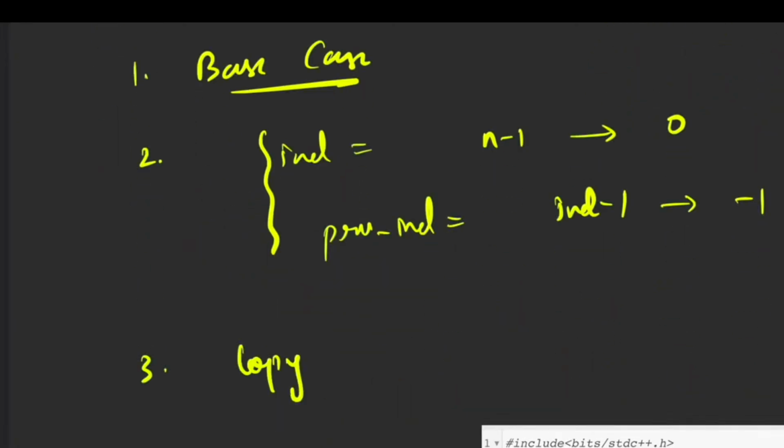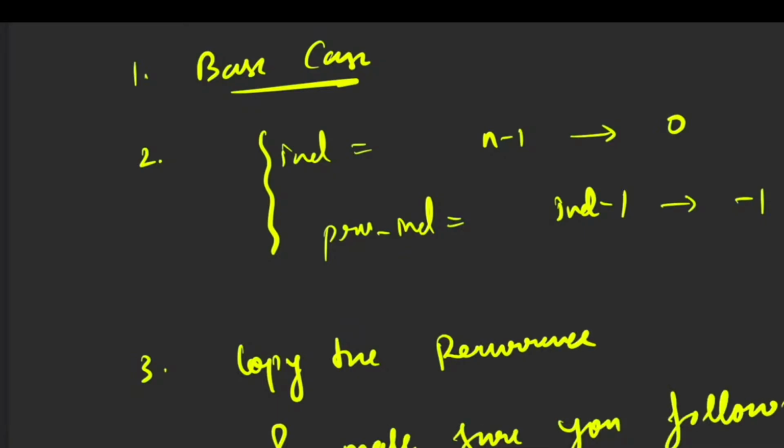The next is copy the recurrence. As simple as it can get. Copy the recurrence and make sure you follow the coordinate shift that I taught you. Just make sure you do follow the coordinate shift that I taught you.